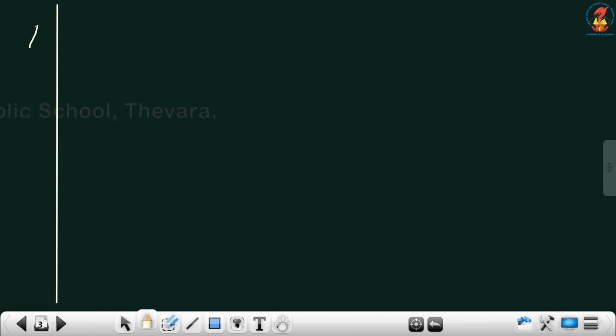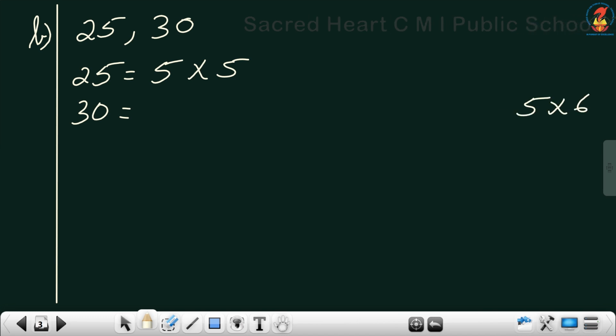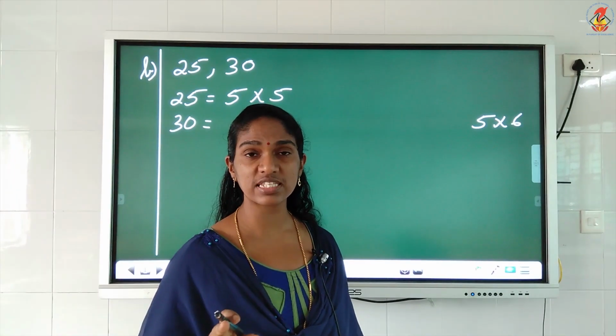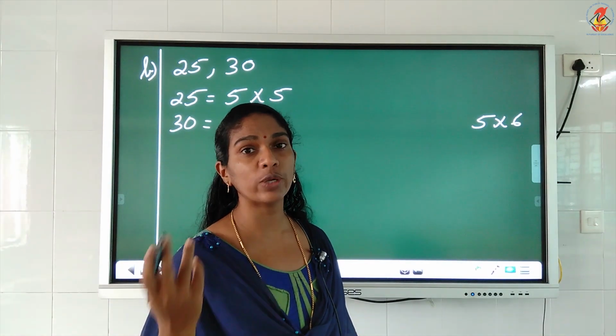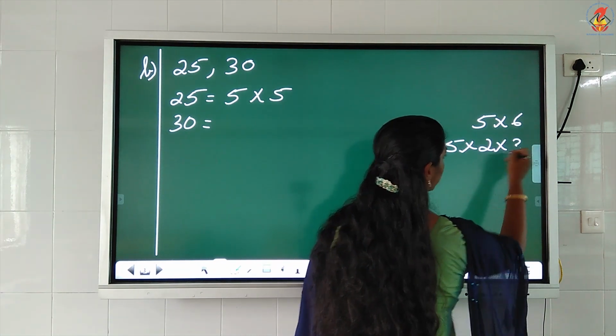Now, question B, 25 and 30. Okay? So, how will you write 25? We know 25 is 5 into 5. Then, how to write 30? 30 we know it is 5 into 6 is 30. Yes, children? 5 is already a prime number. How will you write 6? 6 should be written as 2 into 3. So, 30 is 5 into 2 into 3.